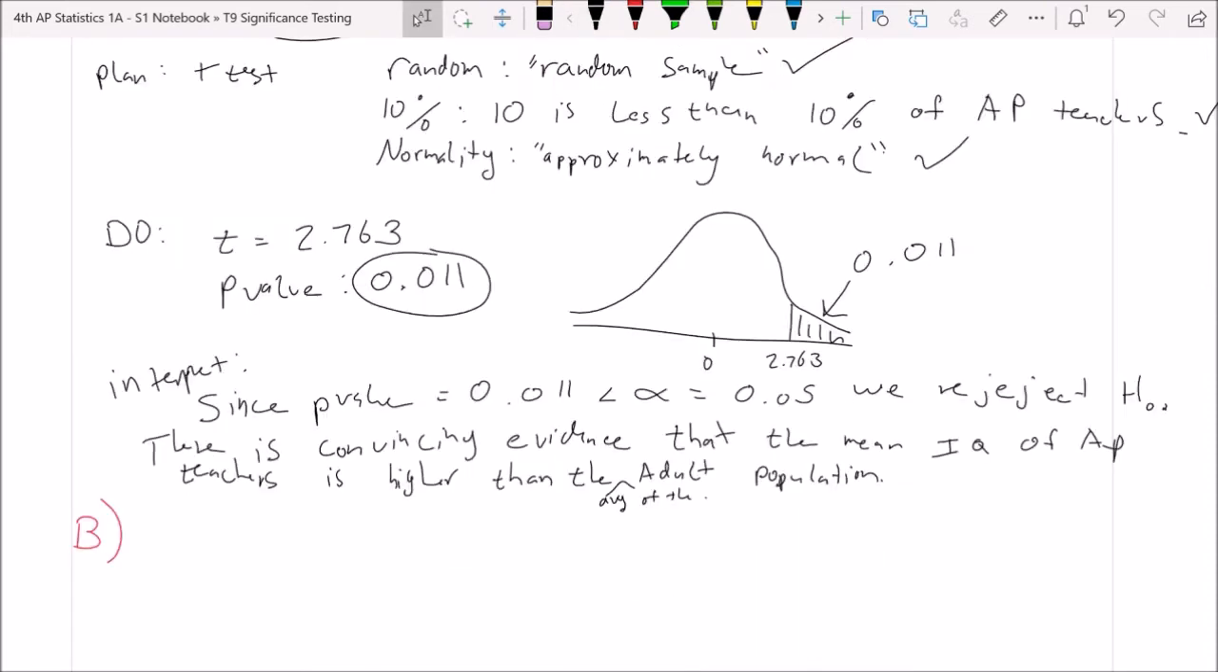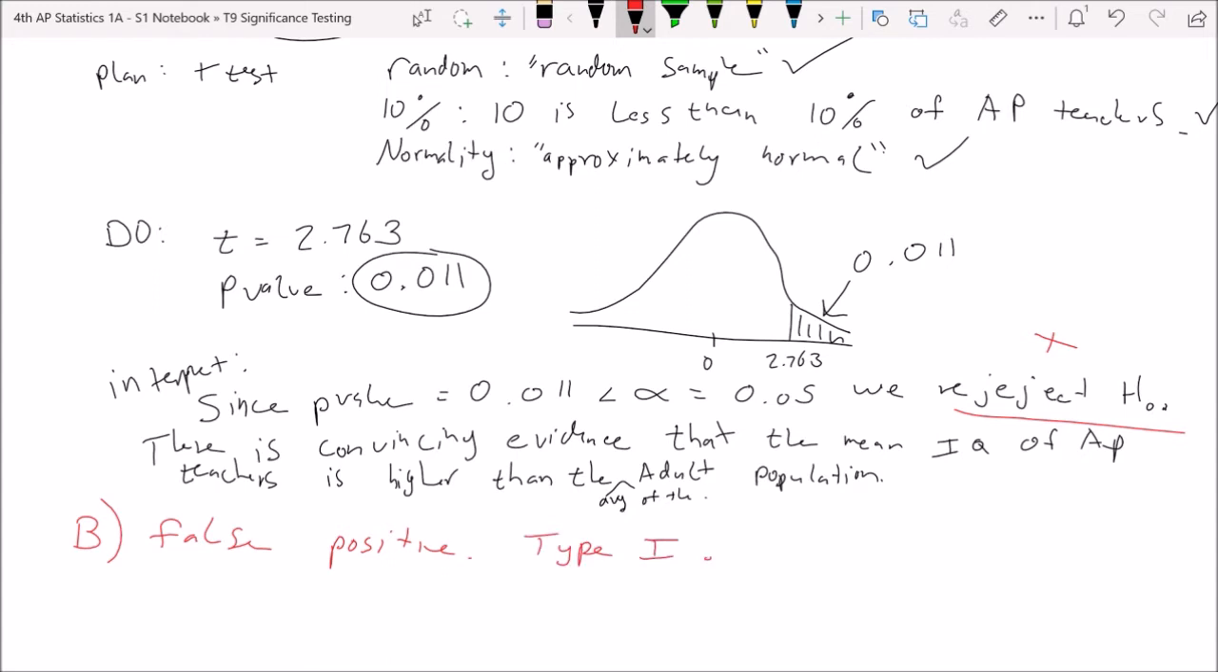Now, part B asks us, what type of error, 1 or 2, might we have committed here? And what might that mean in this context? What might be the consequences of that? So in this example, we rejected the null. Okay, we would call that a positive result. So it's possible that we had a false positive. And we remember that a false positive is a type 1 error. So we may have committed a type 1 error here. We don't know, but it's a possibility.